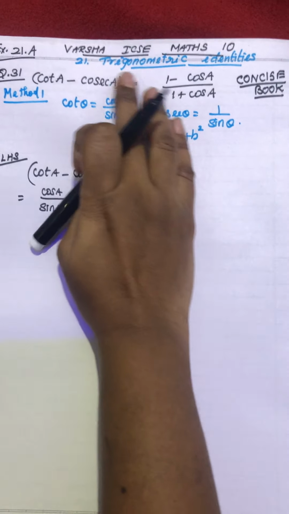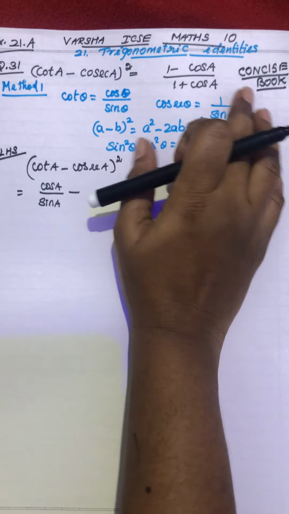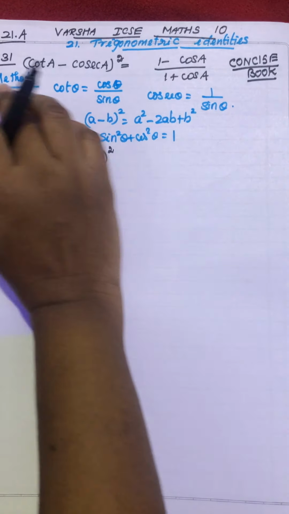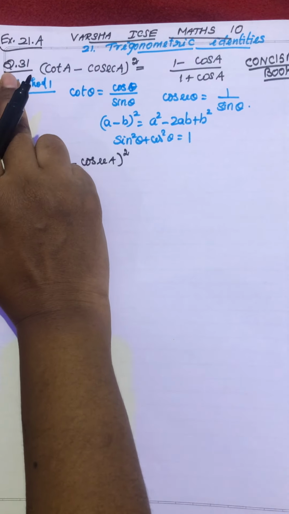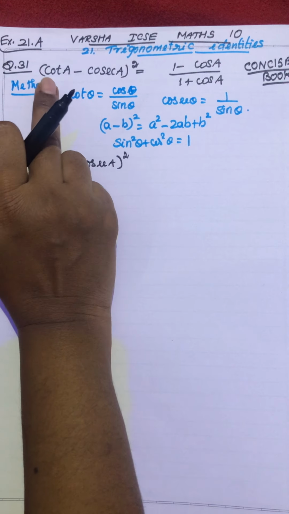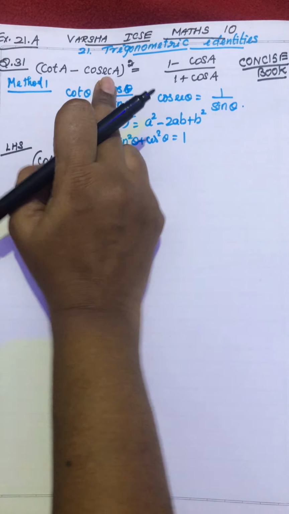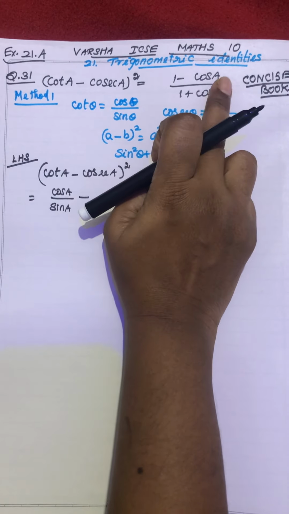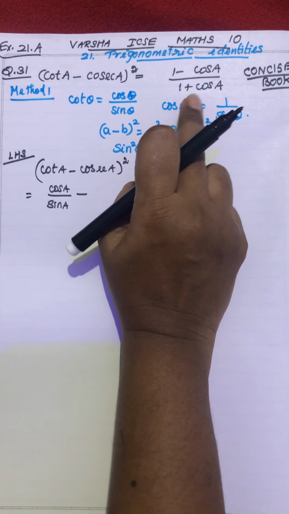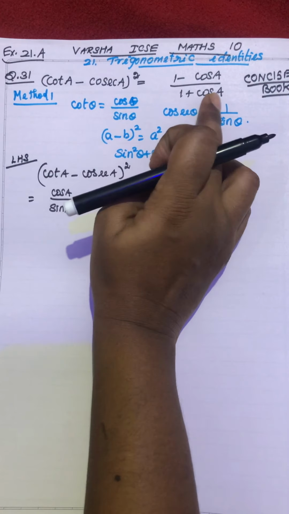So this is the 21st lesson, trigonometric identities, from the Concise book. Exercise 21A, question number 31: (cot A minus cosec A) the whole square equals (1 minus cos A) by (1 plus cos A). So this is our RHS and this is our LHS.